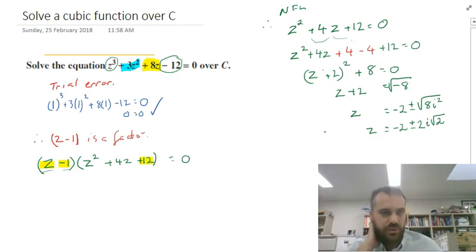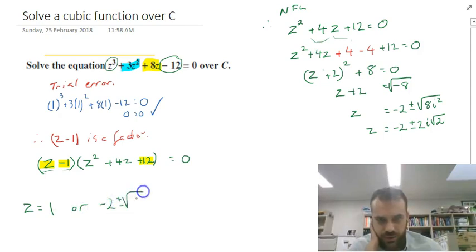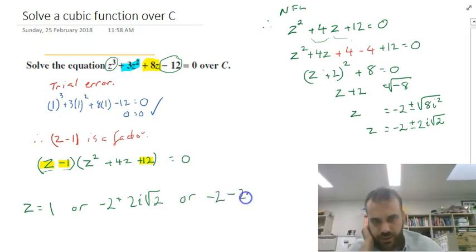I've got 2 answers to my equation. Well, I've got 3 answers. So z equals 1, or -2 plus 2i root 2, or -2 minus 2i root 2. 3 answers. All right, that's solving a cubic function over C. A little bit of trial and error. Come up with your quadratic factor and then solve it using either the quadratic formula or completing the square.